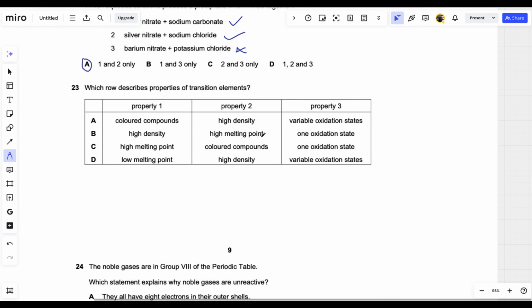Even a high melting point is common with other metals that are not transition metals. One oxidation state, no, they form variable oxidation states. Anything that shows one oxidation state is wrong. So B and C are wrong. Low melting point, they don't have a low melting point. So D is also wrong. So the most correct answer is A. So we go to question 24.